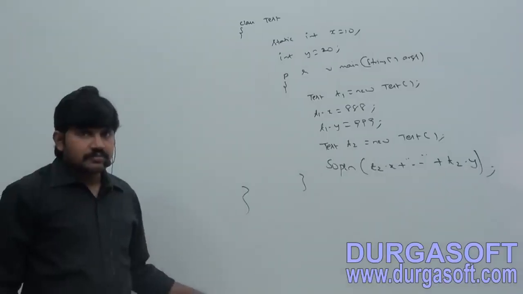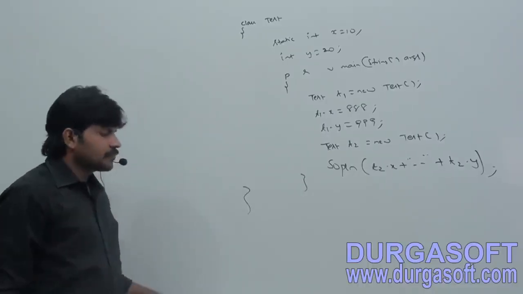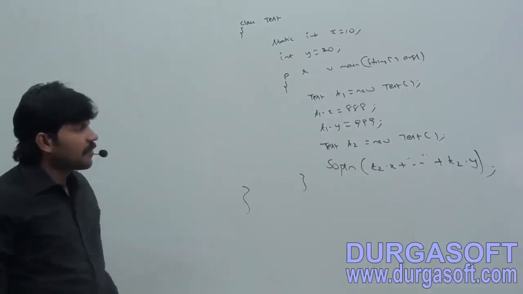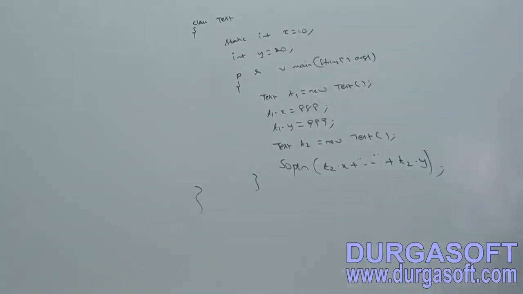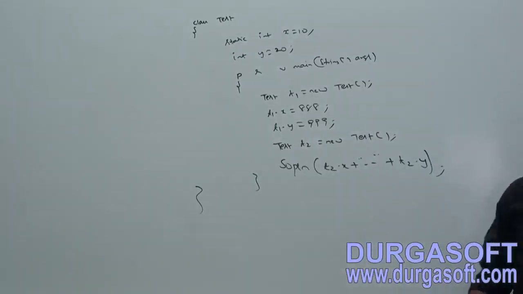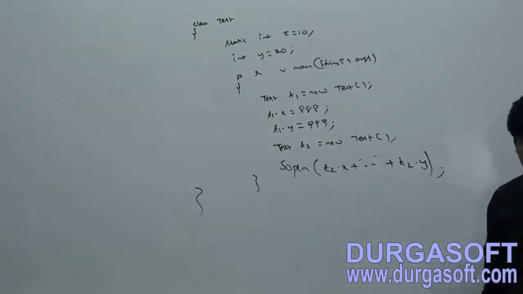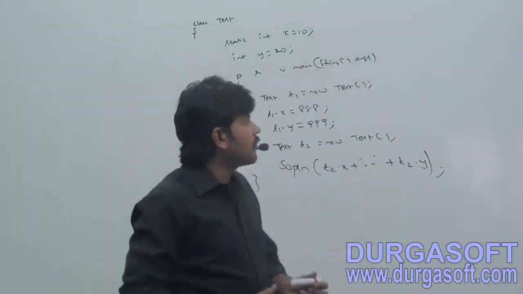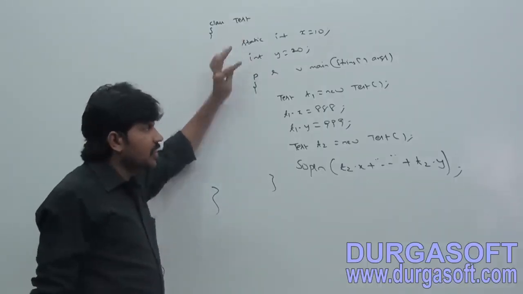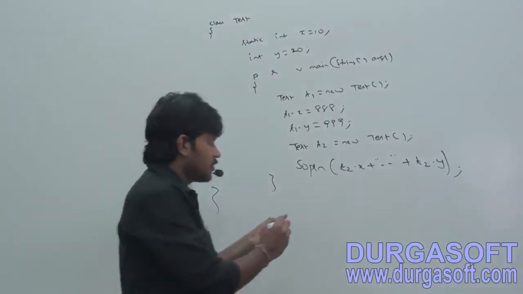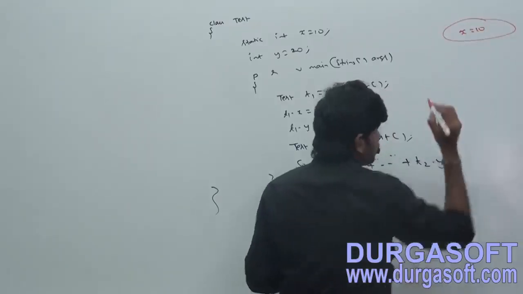Static variable: only one copy. Instance variable: separate copy for every object. What is the answer? 888, 20, or 10, 20, or 888, 999, or 10, 999? 888, 20. Correct? Make sure. Static variable and instance variable, which will be created first? Static. That's why x is equal to 10 is created at the time of class loading.